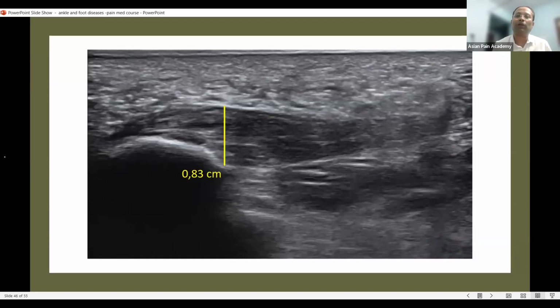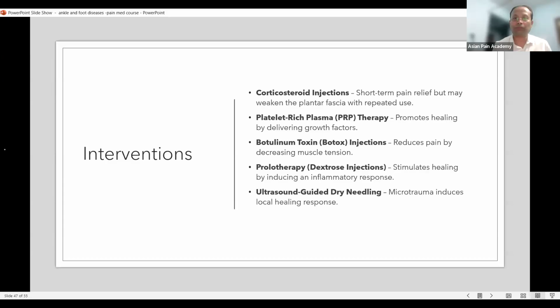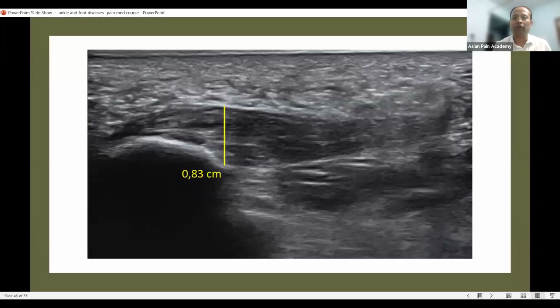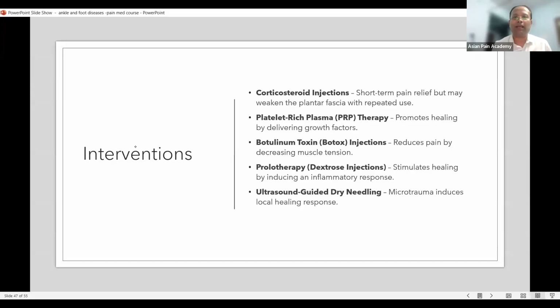So this is very much swollen. You can compare with this, of course. So this is normal, this is normal, and this is very much swollen. Okay, hypoechoic also. Suddenly one area will become hypoechoic.